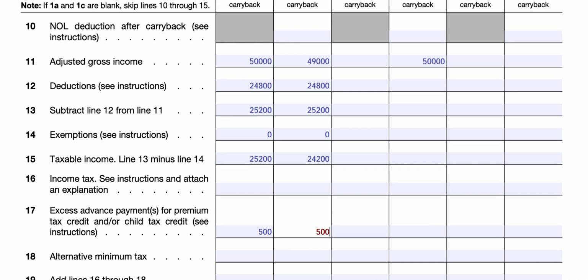your AMT. So for individuals, you would use Form 6251 to calculate your AMT. Again, you may not be subject to AMT, but you do need to complete the form to determine whether or not you have AMT that applies. And then estates and trusts would use Schedule I from Form 1041.